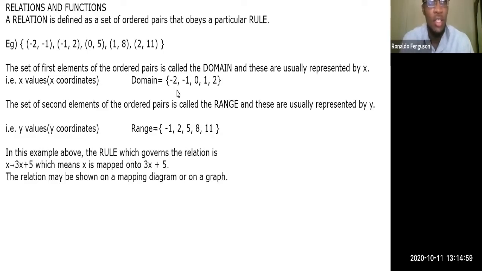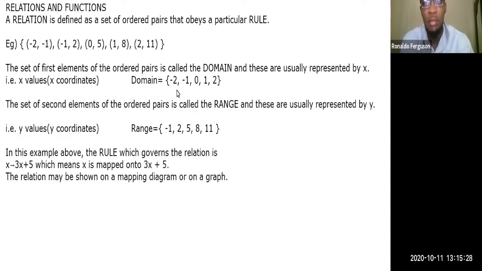So now, what is a relation? A definition of a relation is just a set of ordered pairs that obey a particular rule. That's a set of ordered pairs. So right here, I give you ordered pairs. We have (-2, -1), (-1, 2), (0, 5), (1, 8), and (2, 11). Those are the ordered pairs, right? So we have a set of ordered pairs.